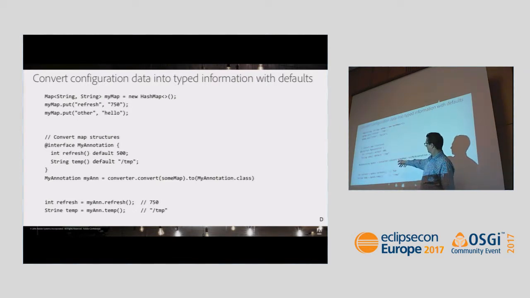So then I use my converter to convert my map of data to my annotation. And there you go, I can now use it at runtime. If it's specified, it works, it automatically converts it to the right type. If it's not specified, it takes the default.